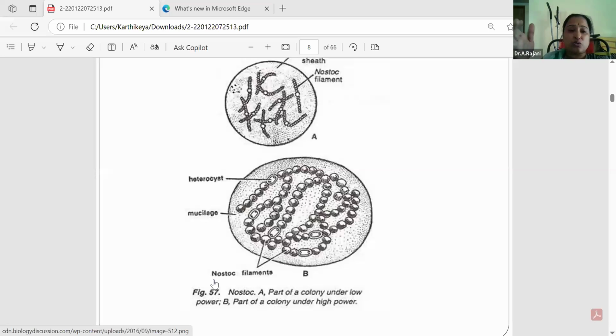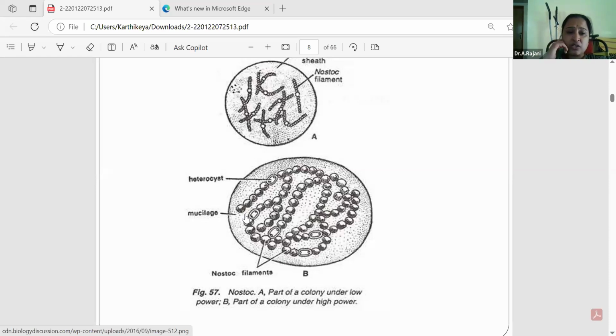See, how many years to store? The akinetes are the stored food material: 70 years of dry storage. Most blue-green algae like Nostoc contain two pigments, blue phycocyanin and red phycoerythrin, as well as chlorophyll. It has the ability to fix nitrogen in specialized cells. That cell is called the heterocyst. See the difference between akinetes and heterocyst.